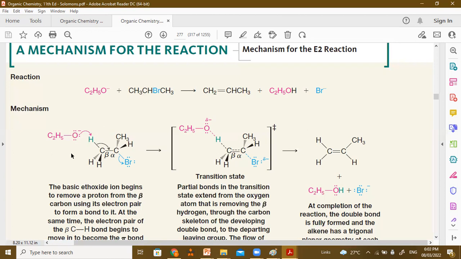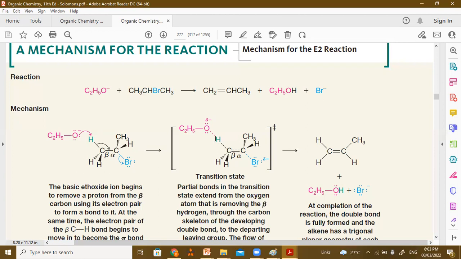So when you have a base, instead of attacking carbon here, there is the option of attacking the hydrogen by virtue of the electron withdrawing inductive effect instituted by bromine here. So it will attack here.